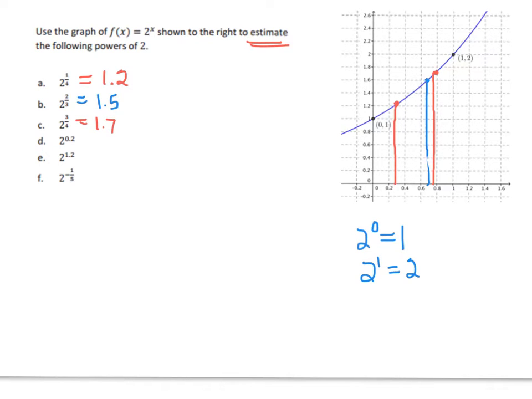Now take a few minutes and take a look at the last 3 of these and see if you can estimate what those values are. Come back and check and see if we are close to each other's answers.